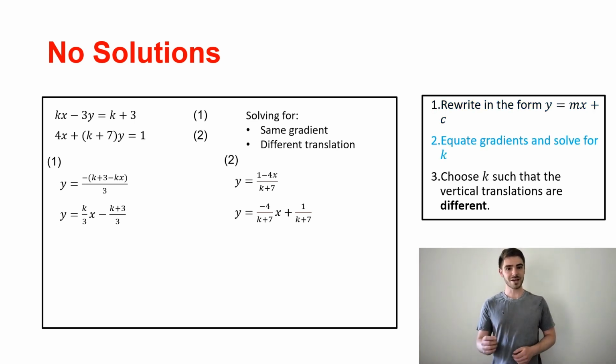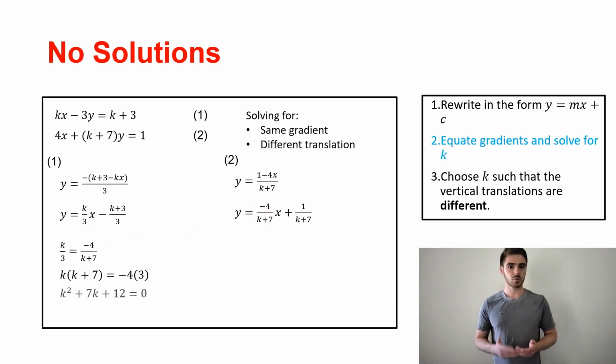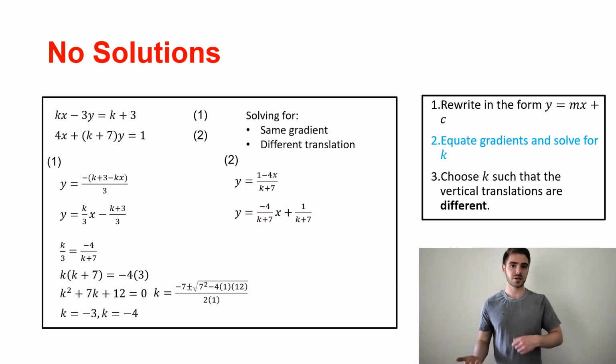Next, we know that the gradients have to be equal, so let's equate them. After a bit of rearranging, we have a quadratic equation. Now you can solve this quadratic equation however you like. Typically the fastest way is to find the two factors and use null factor law to solve it. Otherwise, if you're struggling to find that under time pressure in your exam, you can always use the quadratic formula, because that will always give you an answer. It doesn't matter what approach you use, you should end up with the result k equals negative 3 and k equals negative 4. But we aren't done yet.